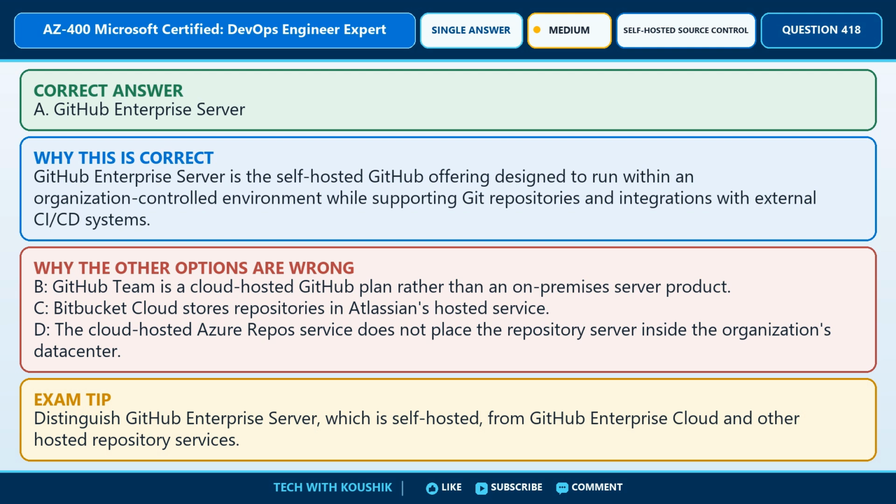B. GitHub Team is a cloud-hosted GitHub plan rather than an on-premises server product. C. Bitbucket Cloud stores repositories in Atlassian's hosted service. D. The cloud-hosted Azure Repos service does not place the repository server inside the organization's data center. Exam tip. Distinguish GitHub Enterprise Server, which is self-hosted, from GitHub Enterprise Cloud and other hosted repository services.